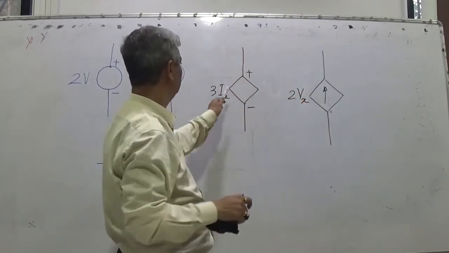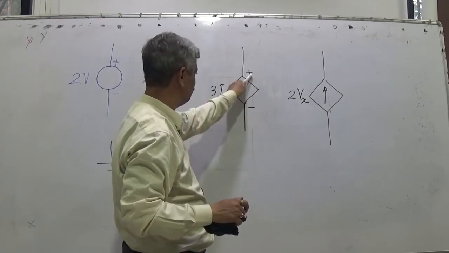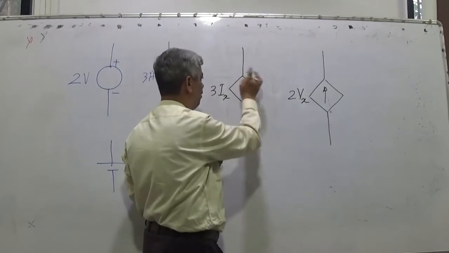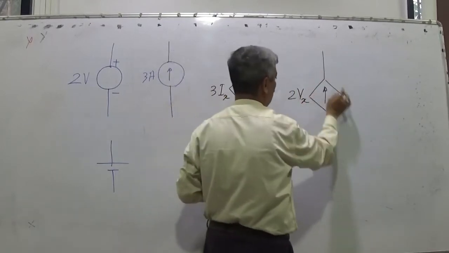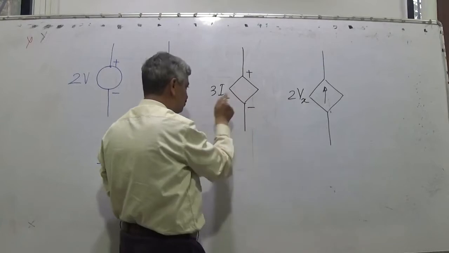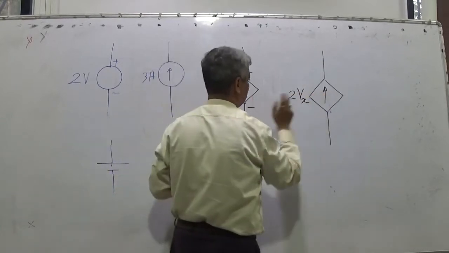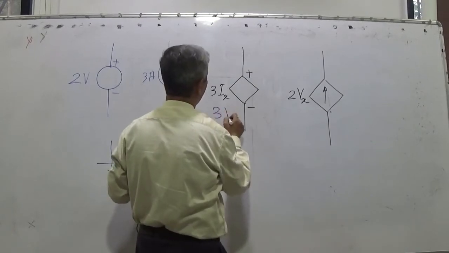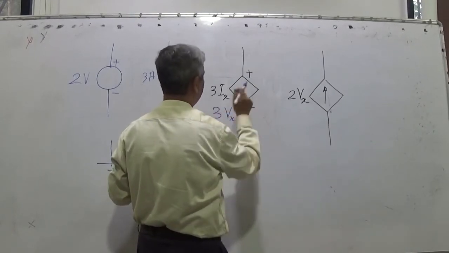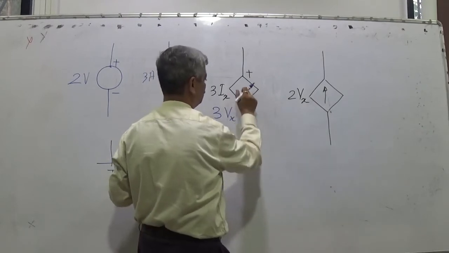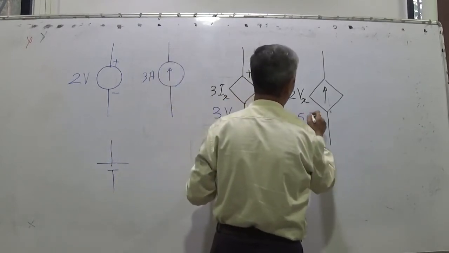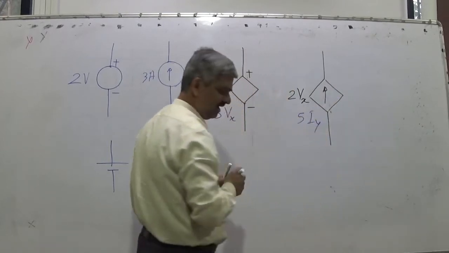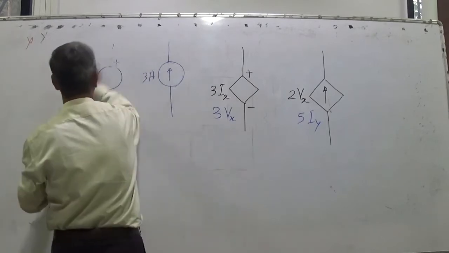So this is a current dependent voltage source. This is a voltage dependent current source. A plus minus symbol for voltage source, an arrow symbol for current source. It depends on some other current, or on some other voltage. Had it been 3 Vx, it is a voltage dependent voltage source. Had it been 5 Iy, a current dependent current source, right? So I think this is necessary and sufficient information.